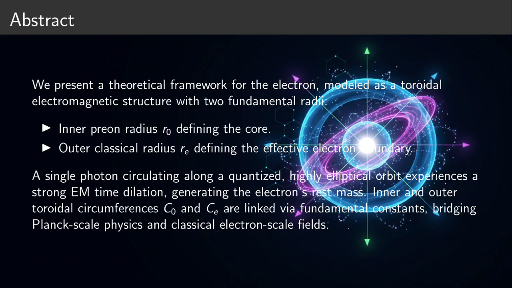Abstract. We present a theoretical framework for the electron, modelled as a toroidal electromagnetic structure with two fundamental radii. The inner preon radius, R0, defines the core. The outer classical radius, RE, defines the effective boundary. A single photon circulates along a quantized, highly elliptical orbit, experiencing strong electromagnetic time dilation. This process generates the electron's rest mass. The inner and outer circumferences are linked through fundamental constants, bridging Planck-scale physics and classical electromagnetic structure.